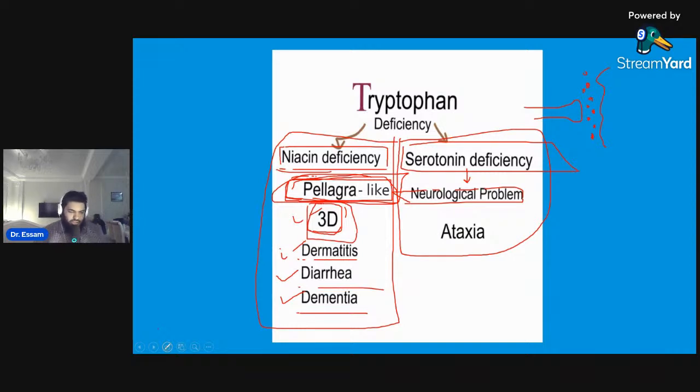Okay, many students have started answering already. Skin problem is dermatitis. Dermatitis means inflammation of skin. Yes. And what about the other two things which I asked? Poor muscle control. Yes, someone has answered about ataxia also. Poor muscle control. And what about dementia?